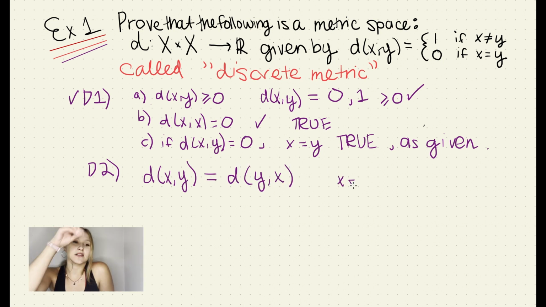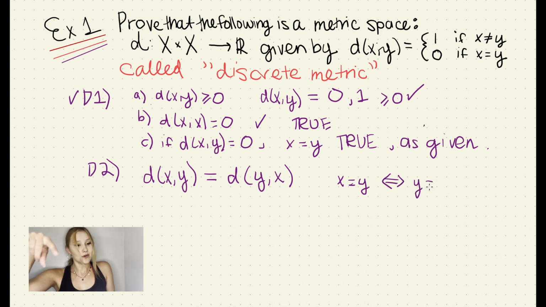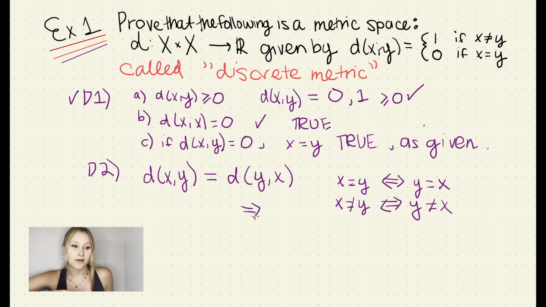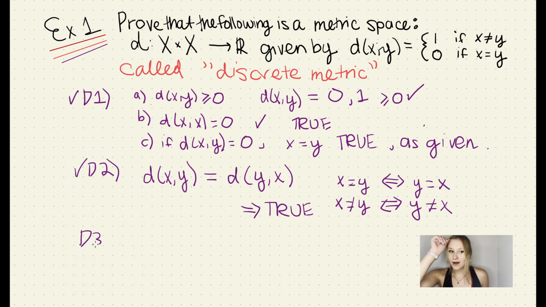So we're going to use logic here. We know that x is equal to y if and only if y is equal to x. Pretty straightforward, so therefore that must be true. All right, so now we're going to do the triangle inequality.